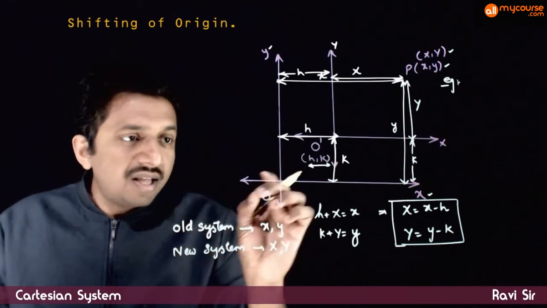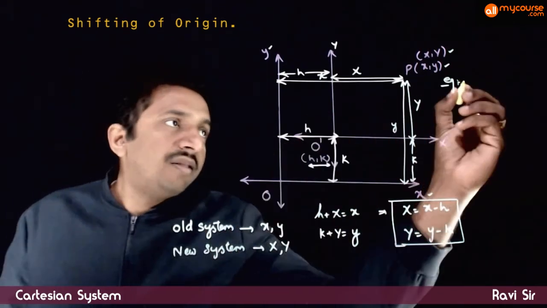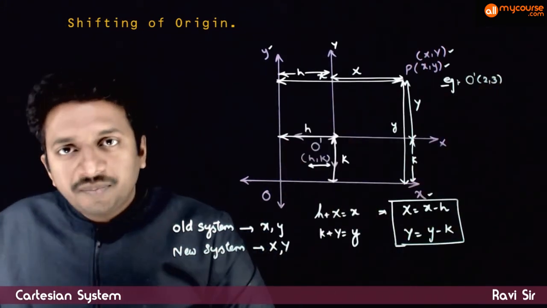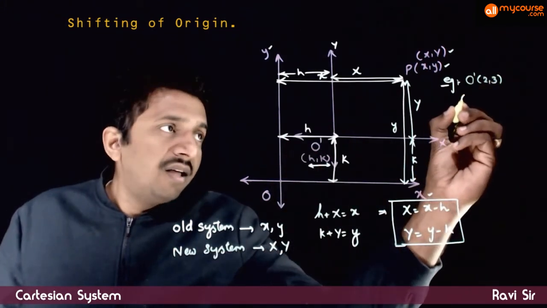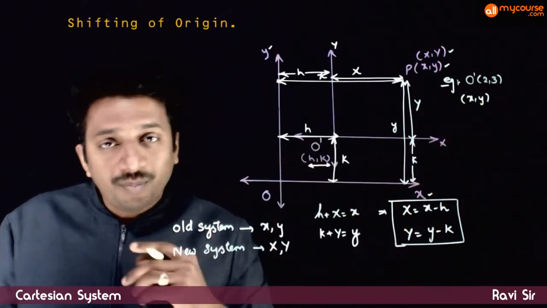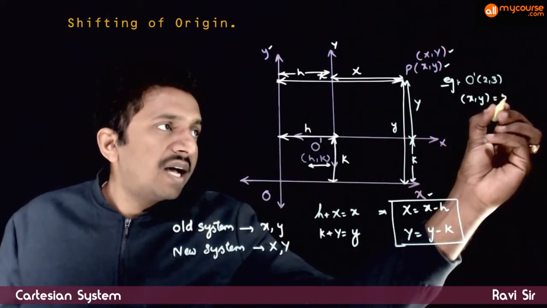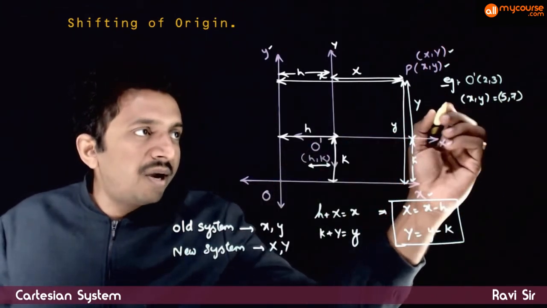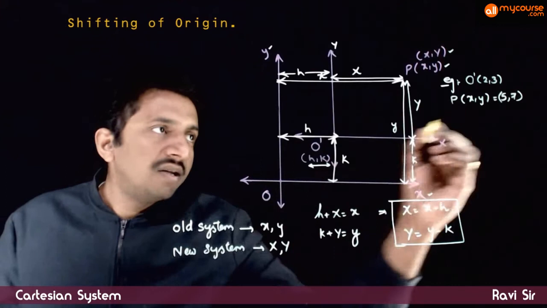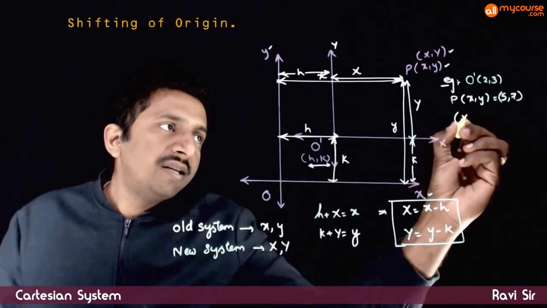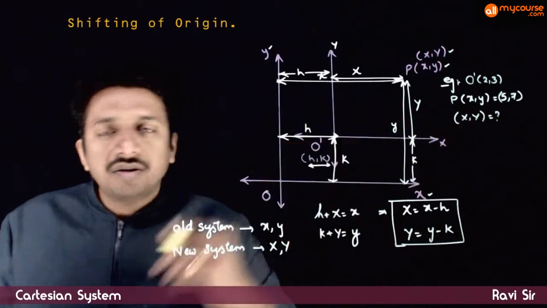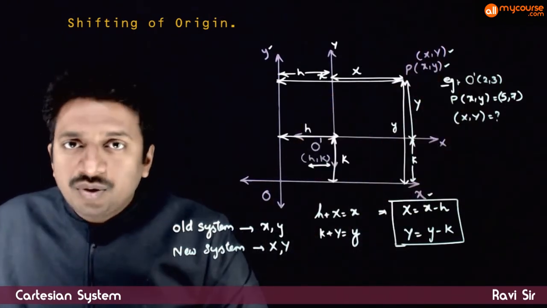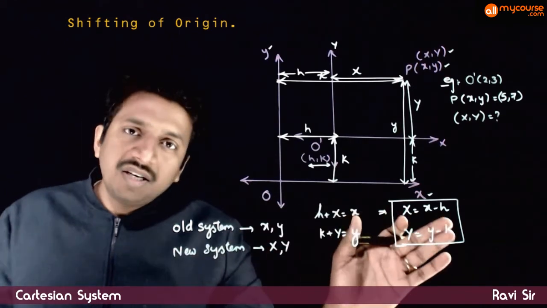If the origin has been shifted to the point 2, 3. So let us say that the new origin is 2, 3. Find the new coordinates of the point whose original coordinates are 5, 7. So assume that you have a point P whose coordinates are 5, 7. Now you are asked to find the new coordinates of this point P once the origin is shifted to the point 2, 3. Again, you just need to use the formula.